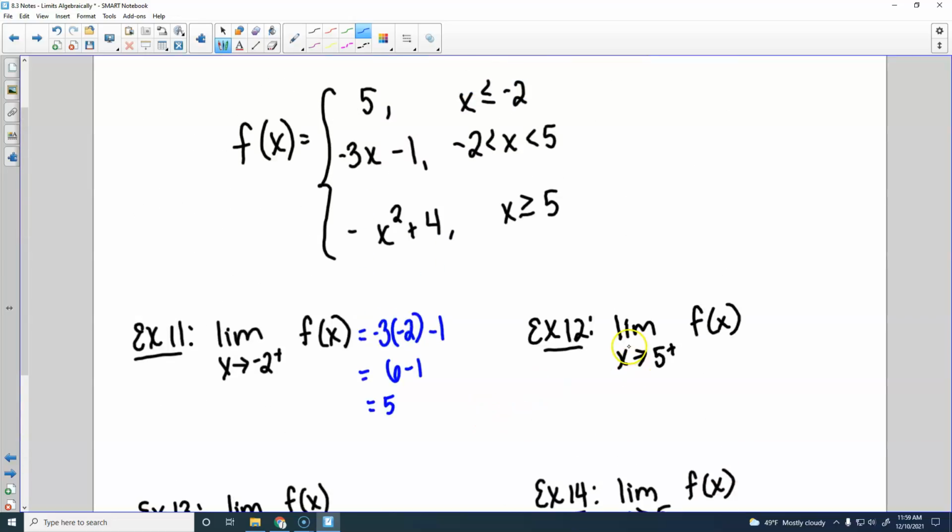Okay. For 12, it asks us to find the limit as x approaches 5 from the right. So from the right, at 5, we're looking at these two equations right here. Both of them happen at 5. When you're talking about limits, it does not matter which one has the "or equal to" with it, because we don't really care if it's an open circle or a closed circle. We're talking about what it approaches. So we would choose this bottom one because that's coming from the right side.